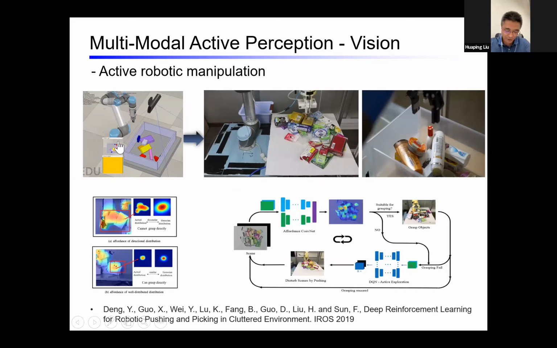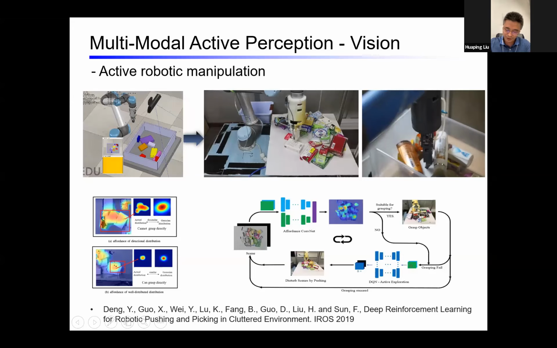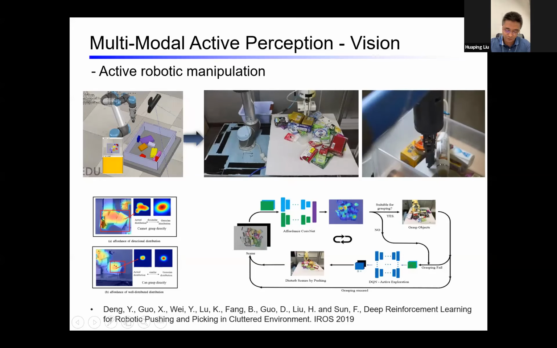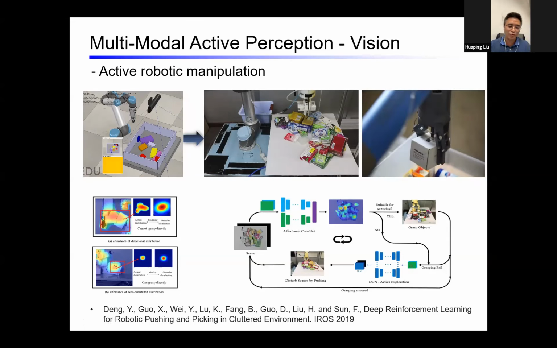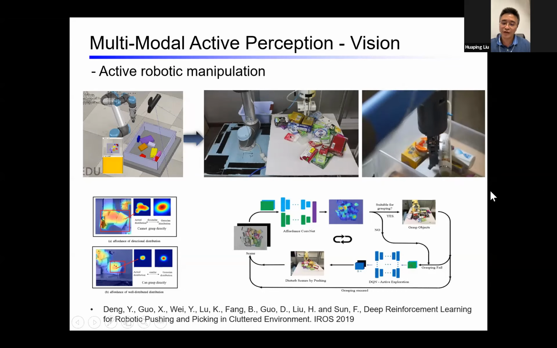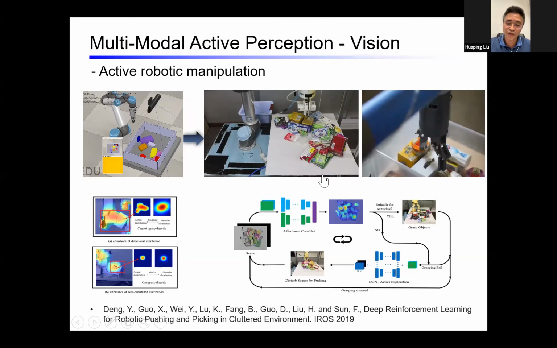Okay, the active vision is also useful for robotic manipulation. For example, when the target object in the scene is occluded, the robot can actively explore the environment and change the position of the object until it is suitable for grasping. Similarly, the robot can also rearrange positions of objects by pushing them apart. In this work, a DQN framework is proposed to guide the robotic hand to actively explore the environment until a good grasp affordance map is obtained.